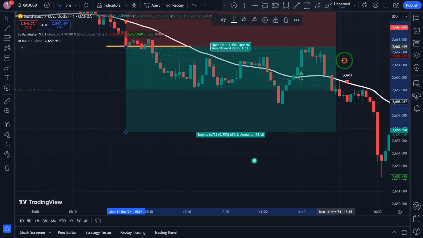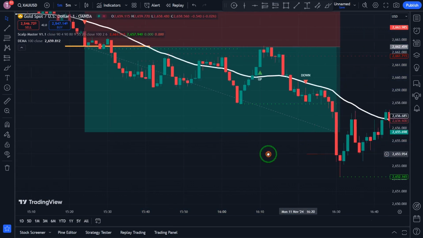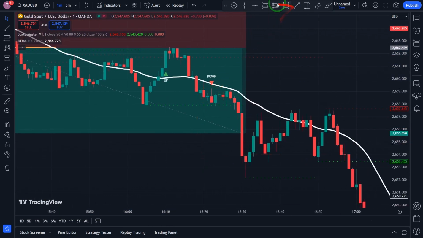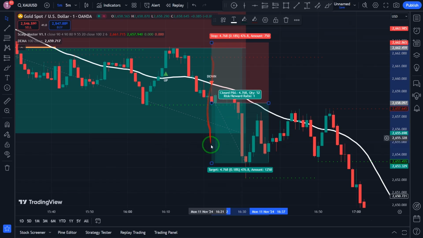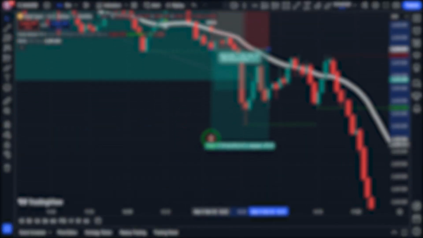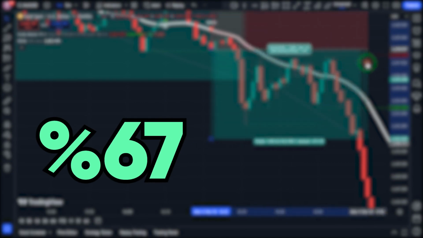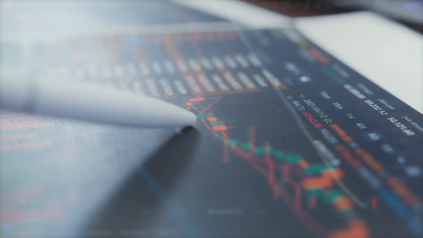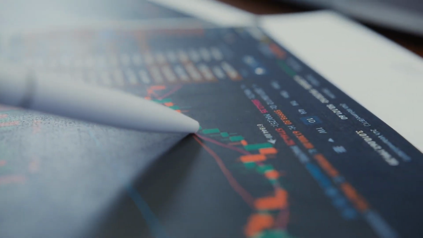Now you just have to wait for the trade to close with a profit, so you can move on to the next trade. As I mentioned, I was able to achieve a very good win rate with this strategy, which has been around 67% after 100 trades, and that's really a great number for this time frame.